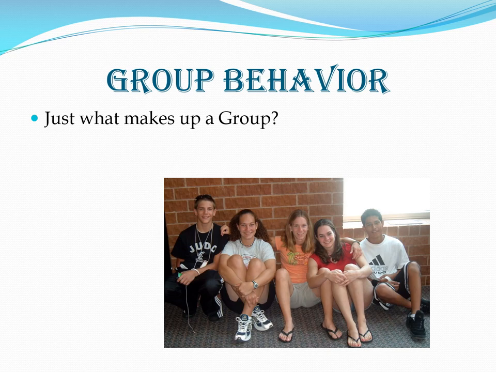To begin with, I want to give you a definition of what a group is. So please make sure you write this down. The definition of a group is quite simple. A group is two or more people working together towards a common goal. That's the definition of a group. Two or more people working together towards a common goal, okay?